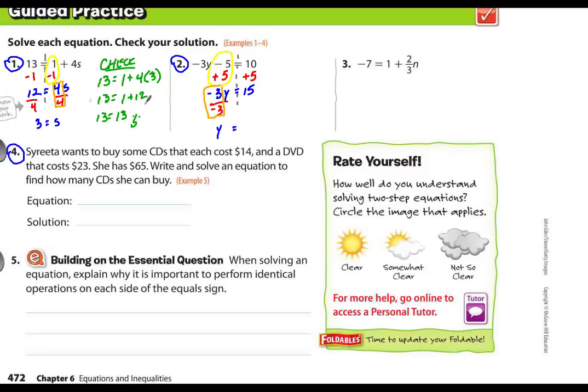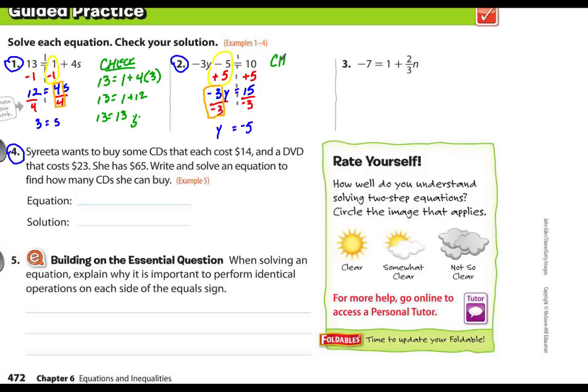The 15 divided by negative 3. 15 divided by 3 is 5. These have different signs. So basically I'm saying if I had 15 and I divided it into groups of negative 3, I would have negative 5 groups. So if the signs are different, 15 and negative 3, positive and negative, my answer is going to be negative.